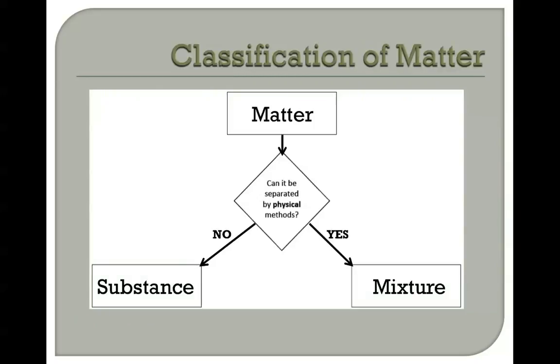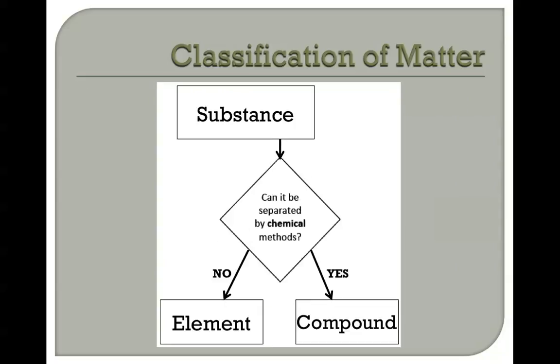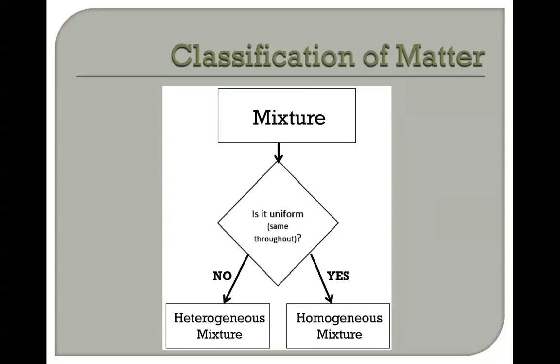Alright, so here's a little summary of what we've done in concept B and C. Matter, you first want to ask, can it be separated by physical means? If it can, then it's a mixture. If it's not, then it's a substance. And then from a substance, you want to think about, can it be separated by chemical methods? If it is, then it's a compound. So compounds cannot be separated by physical means, but they can be separated by chemical. And if it's no, then it's an element.